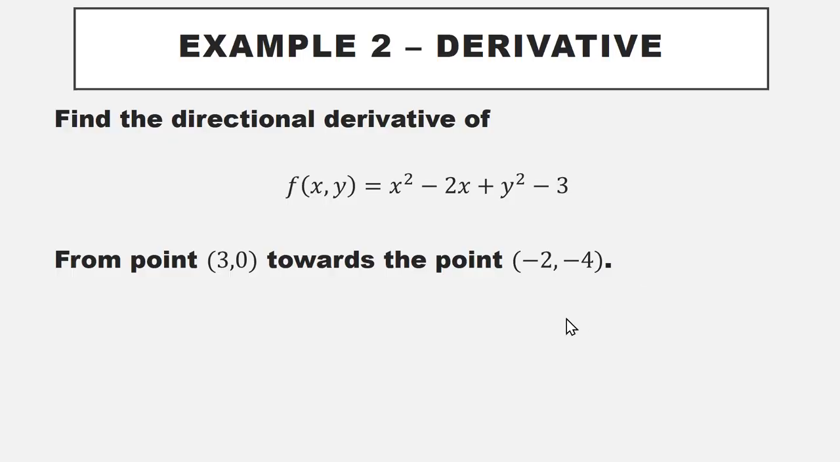Let's take a look at another example. We're going to have the same function, but we're going to find the directional derivative of that function from a different starting point, from the point (3, 0). And we're going to find the directional derivative as we go from the xy coordinate of (3, 0) to the xy point (-2, -4). So I want to find my directional derivative from this point to this point.